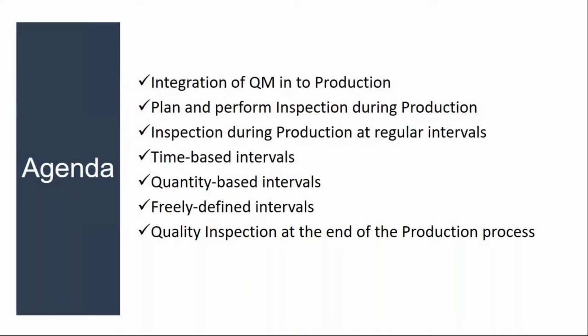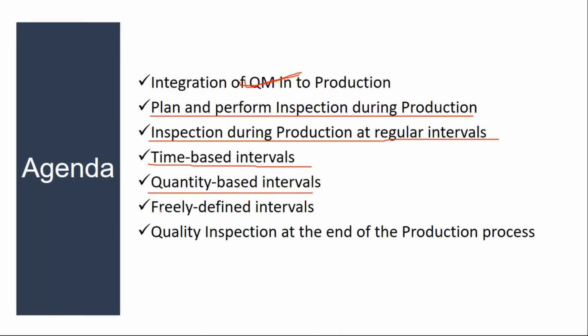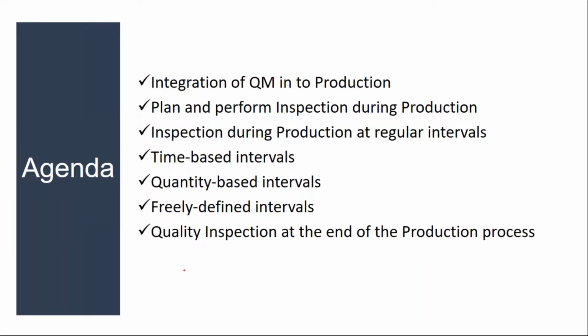Topics that we are going to cover. There we will see how the quality management module is integrated into PP production basically. Then how to plan and perform inspection during production. Then inspection during production at regular intervals. We will see time-based intervals, quantity-based intervals, and freely defined intervals. And then finally, quality inspection at the end of the production process. So these are the topics we will be covering in the QM in production.